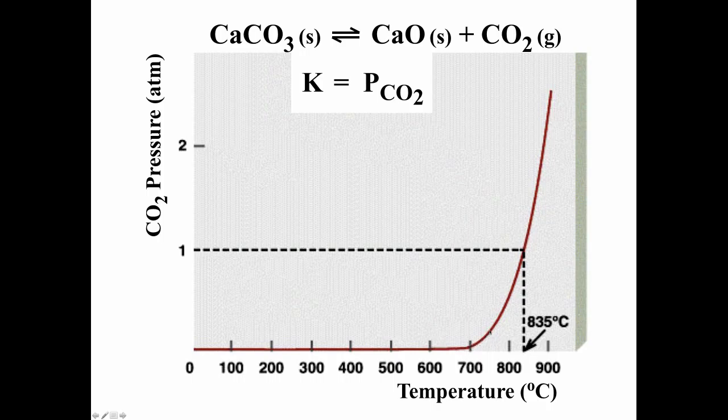As the temperature increases, more and more reaction is occurring. It doesn't really start increasing significantly until it's getting somewhat close to 835 degrees Celsius. And at 835 degrees Celsius, the equilibrium constant is equal to 1. So we have a balanced situation where we have reasonable amounts of products and reactants. And then as the temperature increases beyond 835 degrees Celsius, the pressure of CO2, which is the equilibrium constant, just simply gets bigger and bigger.